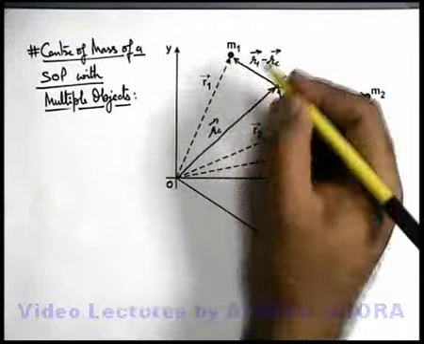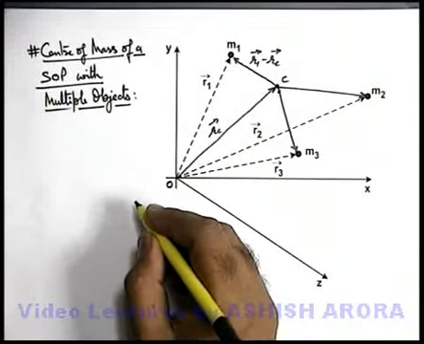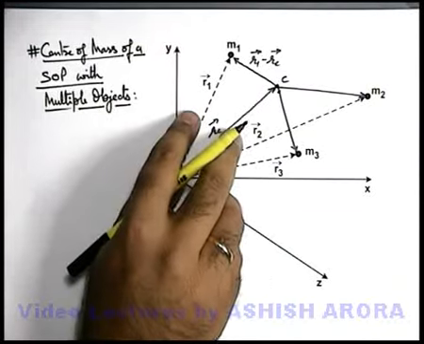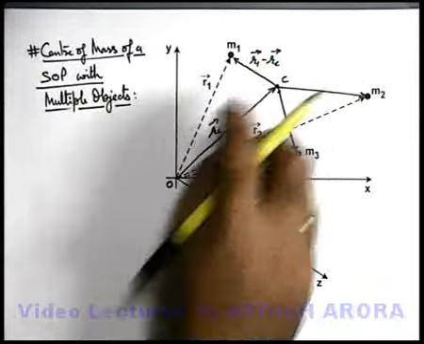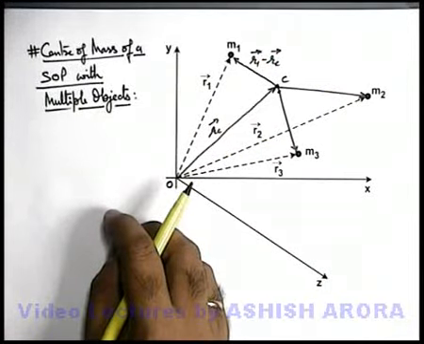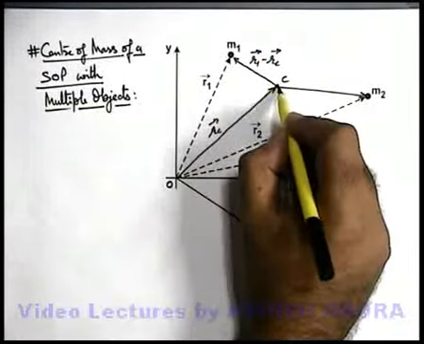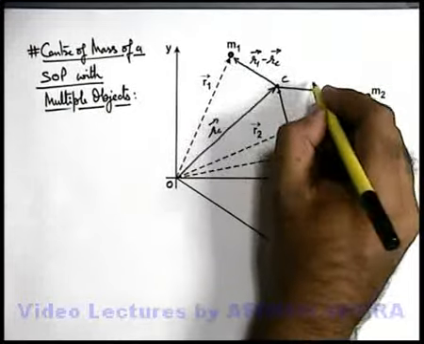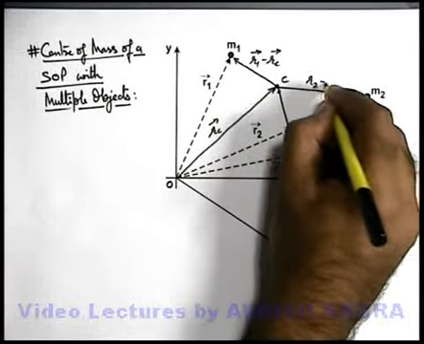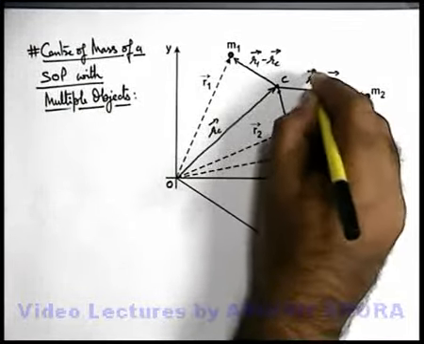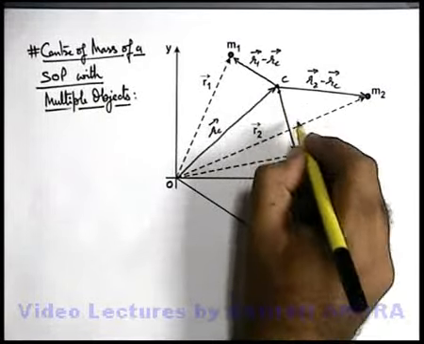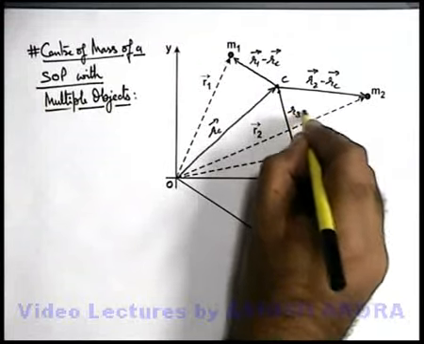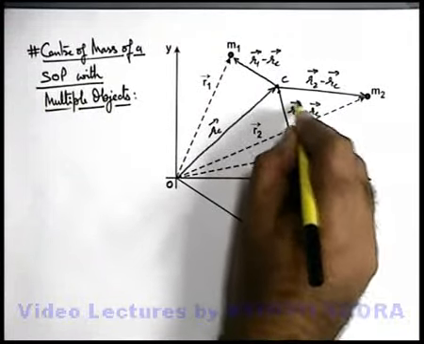All of you already studied vector analysis, that if two position vectors are known, then the line joining their tips can be given by one vector minus another vector. Similarly, the position vector of m2 with respect to the center of mass can be written as r2 minus rc, and the position vector of m3 with respect to the center can be given as r3 minus rc.